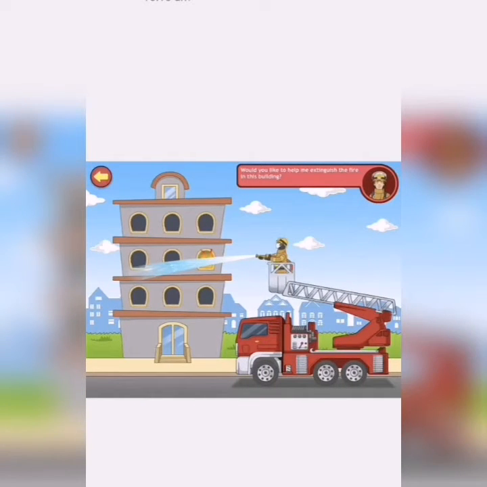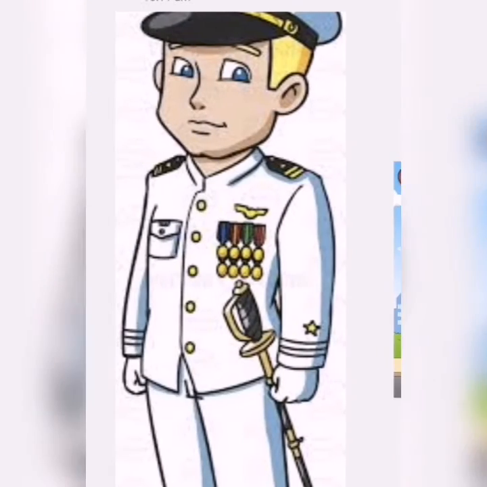Then who is he? He is a fireman. Whenever some place catches fire, who comes there? Yes, a fireman comes there with his truck, and in his truck there is a pipe filled with water. And what does he do? He opens his pipe and he extinguishes the fire. So he is a fireman.